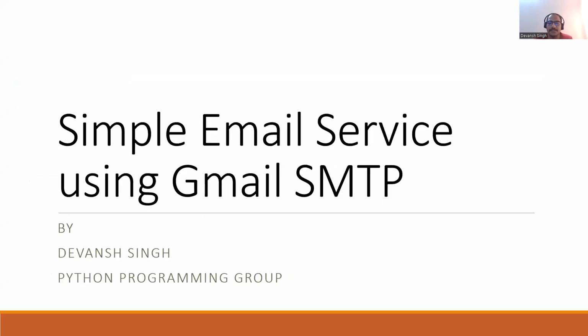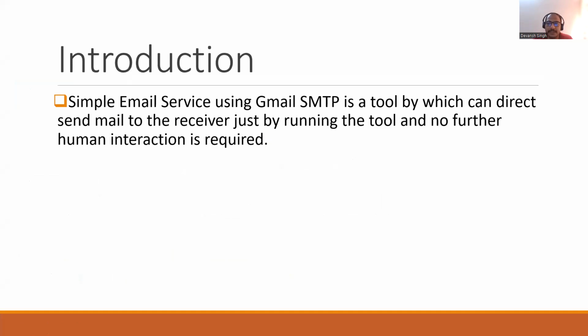So, good morning, sir, and one and all present here. I am Devansh Singh from the Python Programming Group, and this presentation is regarding a simple email service using Gmail SMTP. First of all, I would like to introduce the service. Simple email service using Gmail SMTP is a tool by which a user can directly send a mail to a receiver by just running the tool, and no further human interaction or commands are required.